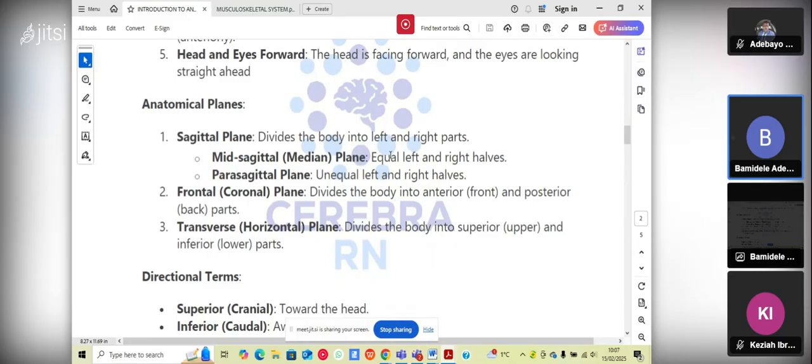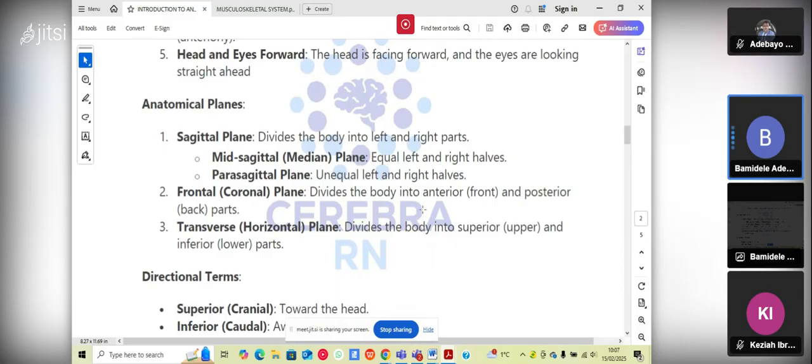But when the left and right sides are not equally divided, we call it para sagittal plane. Then we have the frontal plane or coronal plane. This one divides the body into the front part and back part. The front part is called anterior part. The back part is called posterior part.